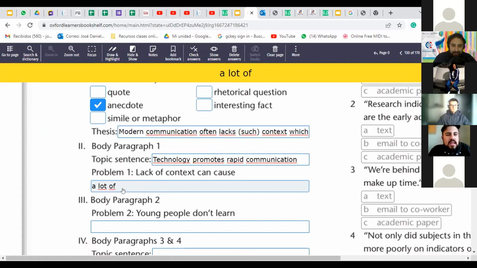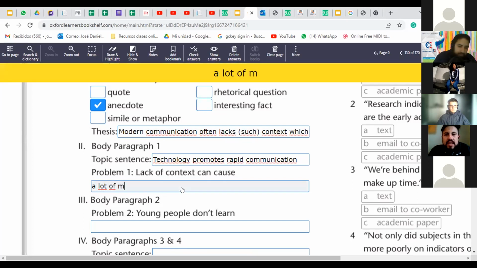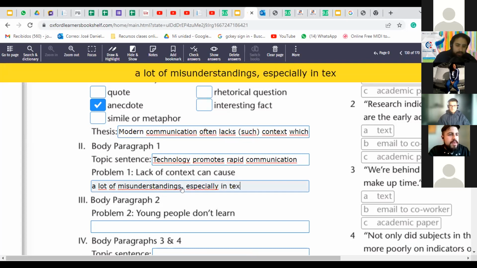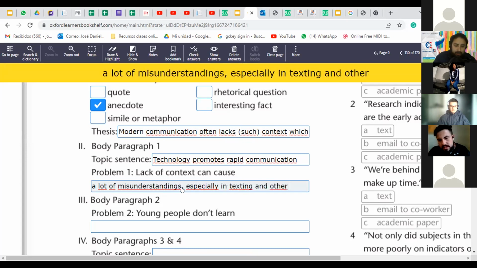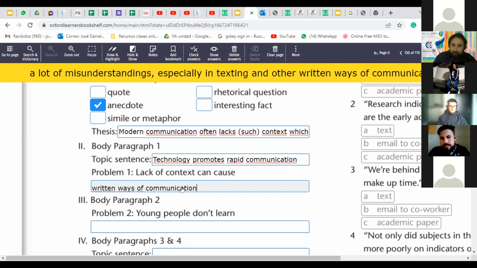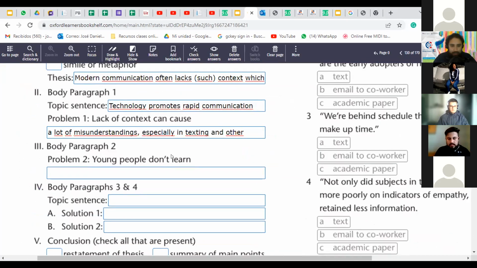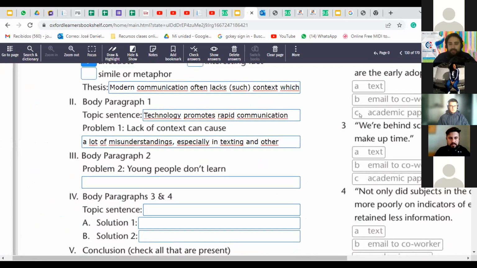Lack of context can cause a lot of misunderstandings when communicating with people, especially in texting and other written ways of communication. Yep, I would say that's pretty much what the problem stated here was. Nice. Body paragraph 2 now.